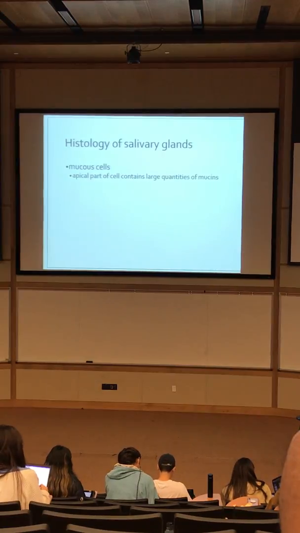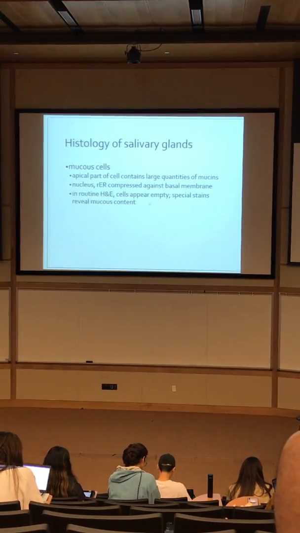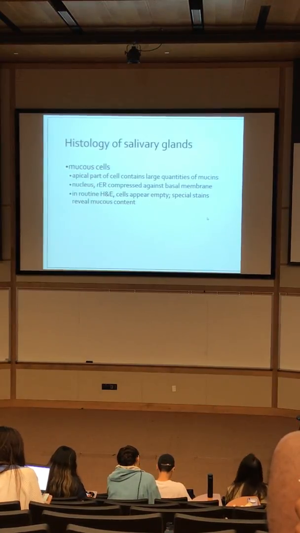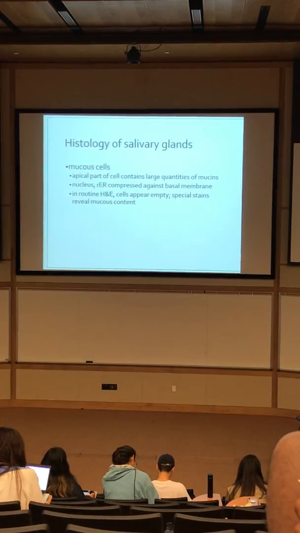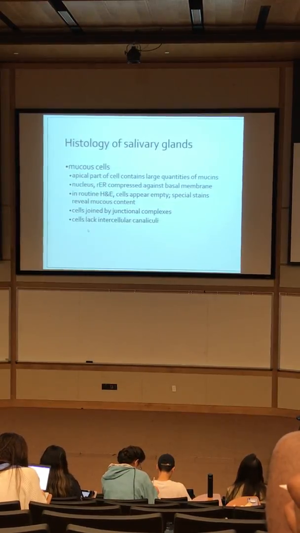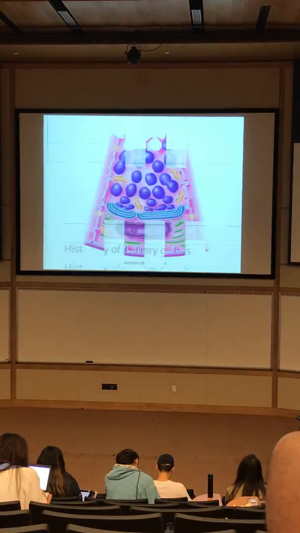All right, the apical part of the cells contains large quantities of mucin, big vesicles. The nucleus and the rough ER are compressed down in the basal part of the cell. In a routine H&E section, the cells appear to be empty because mucus doesn't stain. And so you need special stains like that previous slide to show the mucus, otherwise it just looks white, as you've already seen. Cells are joined by junctional complexes, but mucus cells do not have intercellular canaliculi, so it's only the serous cells that have that, not mucus.